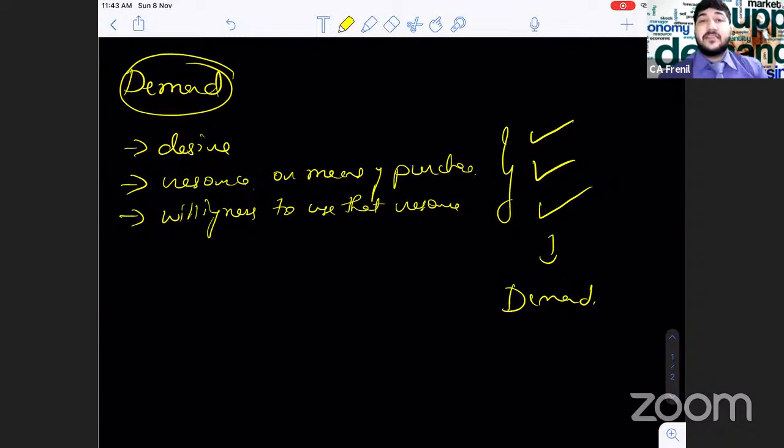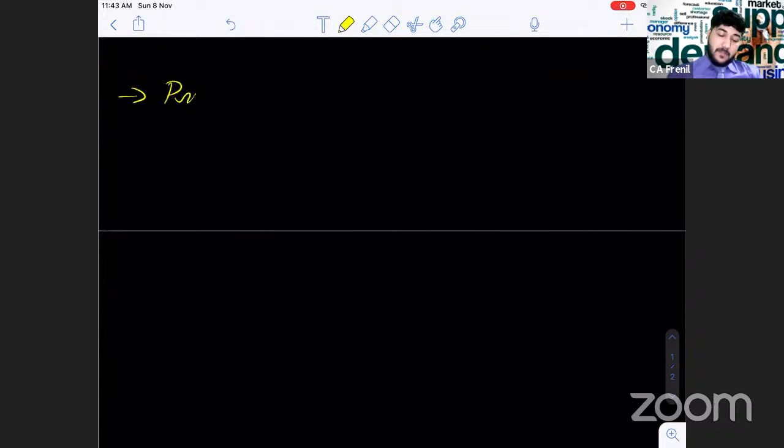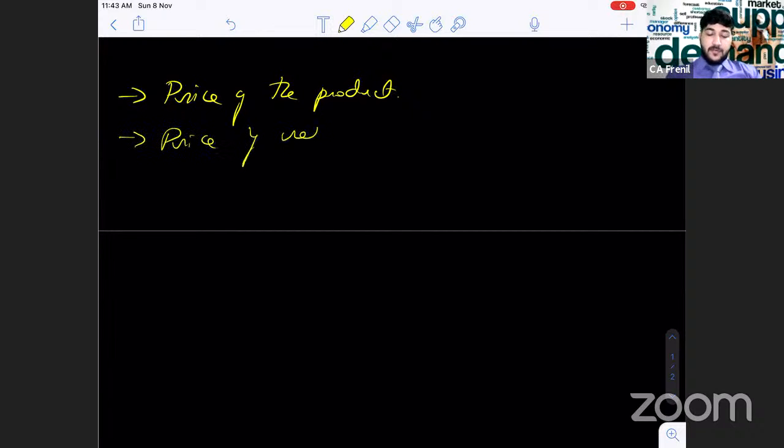Now, going forward, what determines the demand? What are those determining factors which decide about the demand? Let us learn about that. First, the demand is mainly dependent upon the price of the product. We know that if the price of the product increases, ceteris paribus, which means other factors remaining the same or constant, the demand for that commodity decreases, correct? And vice versa.